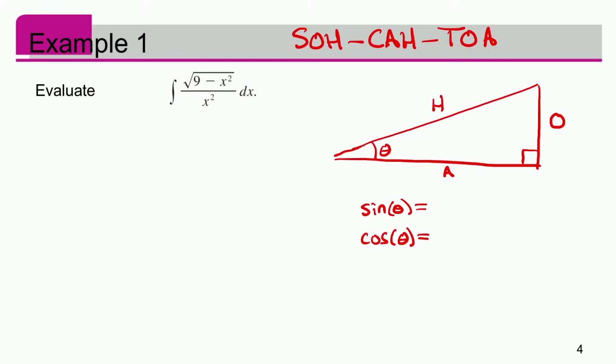Tangent opposite over, sorry, I think I got the sign wrong, right? Sine is opposite over hypotenuse. Tangent is opposite over adjacent. There. Whew, I just have to remember my SOHCAHTOA.